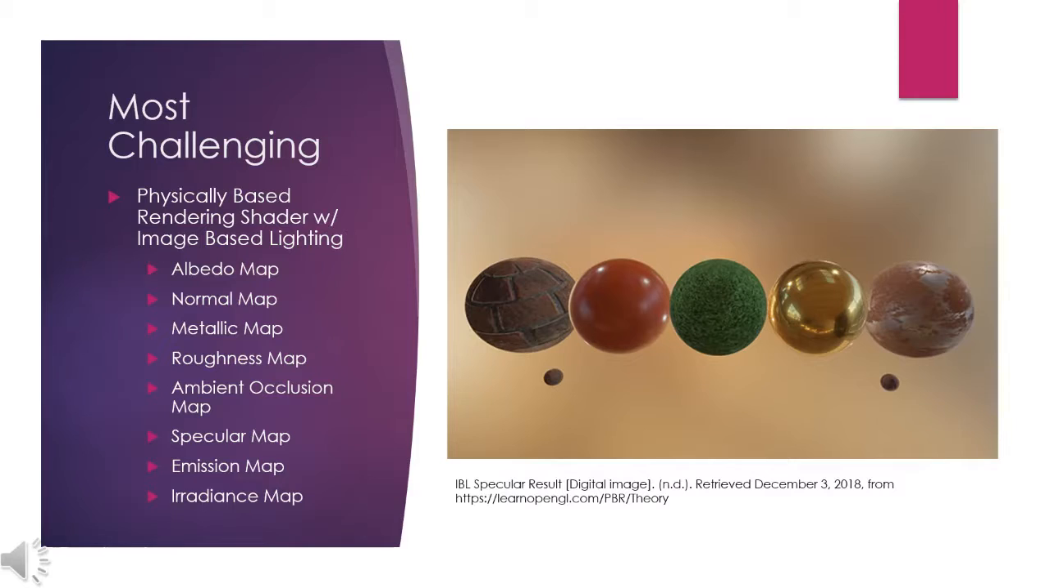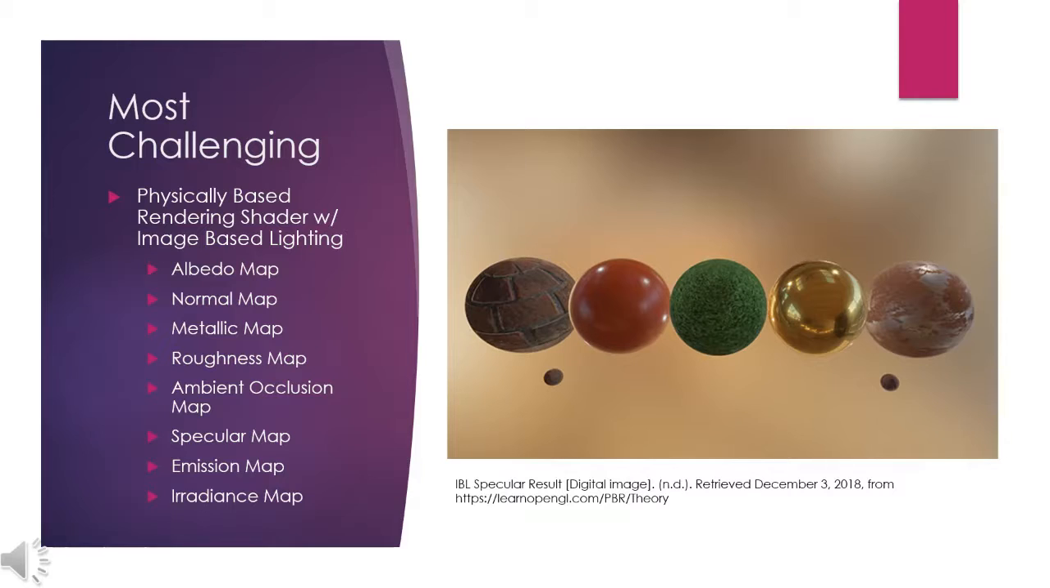The most challenging part of this final project was implementing the PBR shader using image-based lighting. To implement the shader, you need many texture maps. For my version of the PBR shader, I will be using albedo, normal, metallic, roughness, ambient occlusion, specular, emission, and irradiance maps. The reason this became a challenge is because I had to be able to load so many textures. I also had to generate a few of the textures that I didn't have. For example, I did not have ambient occlusion or a roughness map.